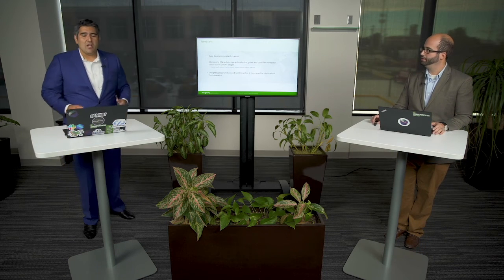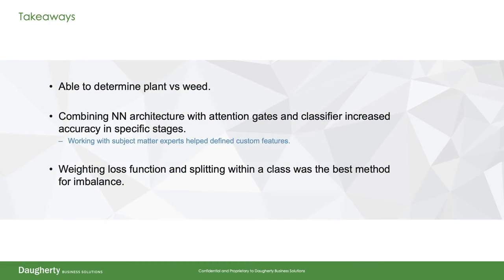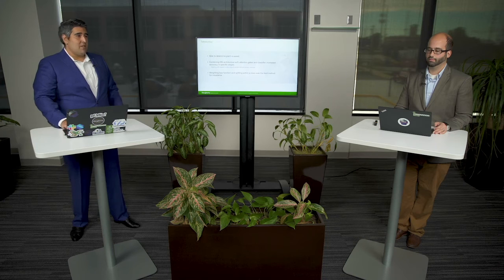So, Shanti? So some of the key takeaways from this project are, yes, we're able to determine whether something was a target plant or a weed, and we're able to determine specifically what species of weed. We found that combining the neural network architecture with attention gates and the classifier increased our accuracy in specific stages. So working with a subject matter expert was incredibly valuable in helping define custom features to give us the best classification. Finally, weighting the loss function and splitting within the class was the best method for handling this highly imbalanced data. And that's a big takeaway for us, and we think that that was really important.